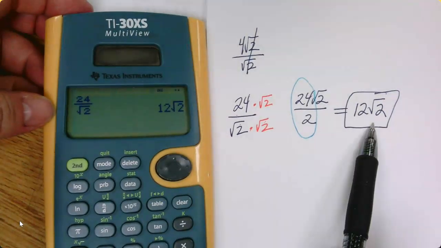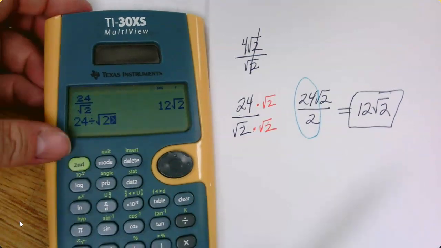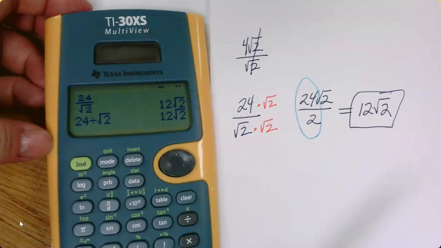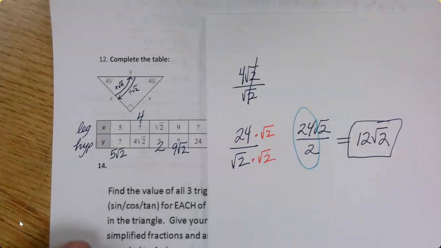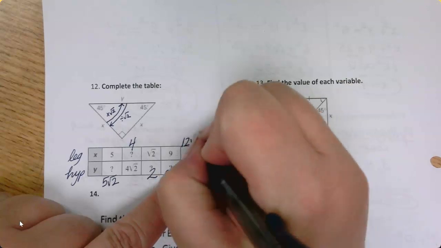And they get the same thing I did. 24 divided by square root of 2, not as a fraction. Same idea. All right, so that is my leg for the last problem.